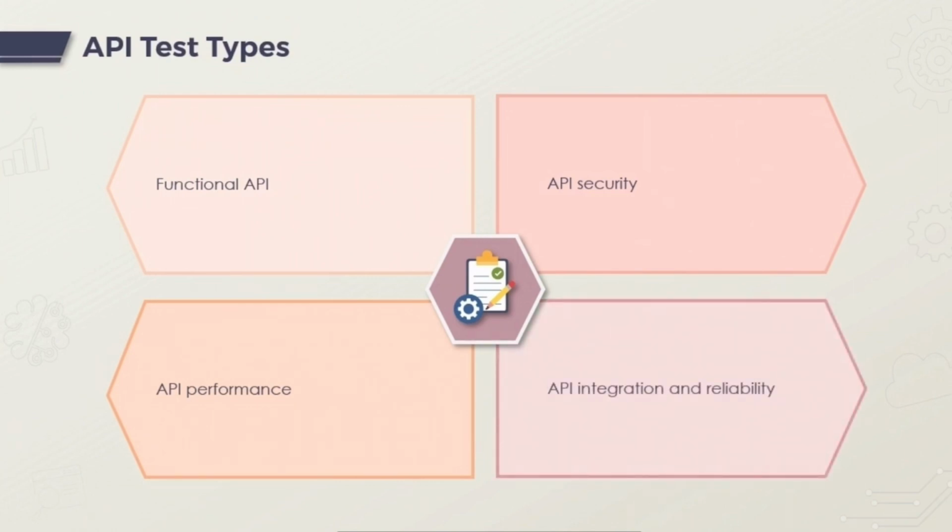Finally, we have API integration and reliability tests. We know that API components communicate with each other and other external services using APIs. As such, APIs need to pass both the integration test and reliability test. Integration test ensures that application components are well connected and don't create bugs in another API's modules. Reliability test, on the other hand, checks if the API-based application can perform a failure-free operation for a specified time period in a particular environment.